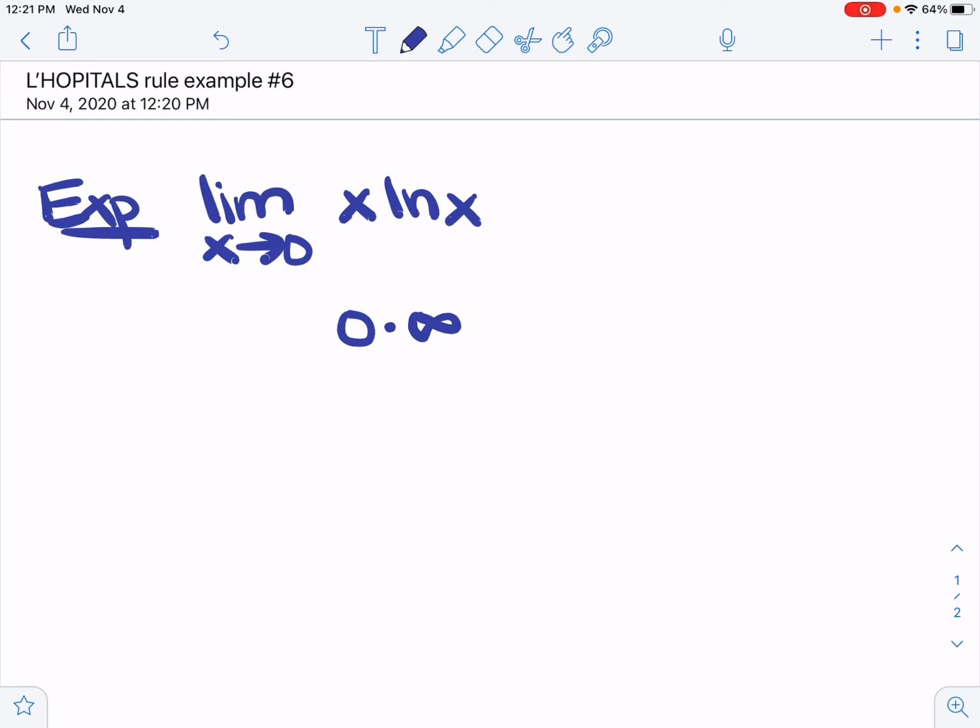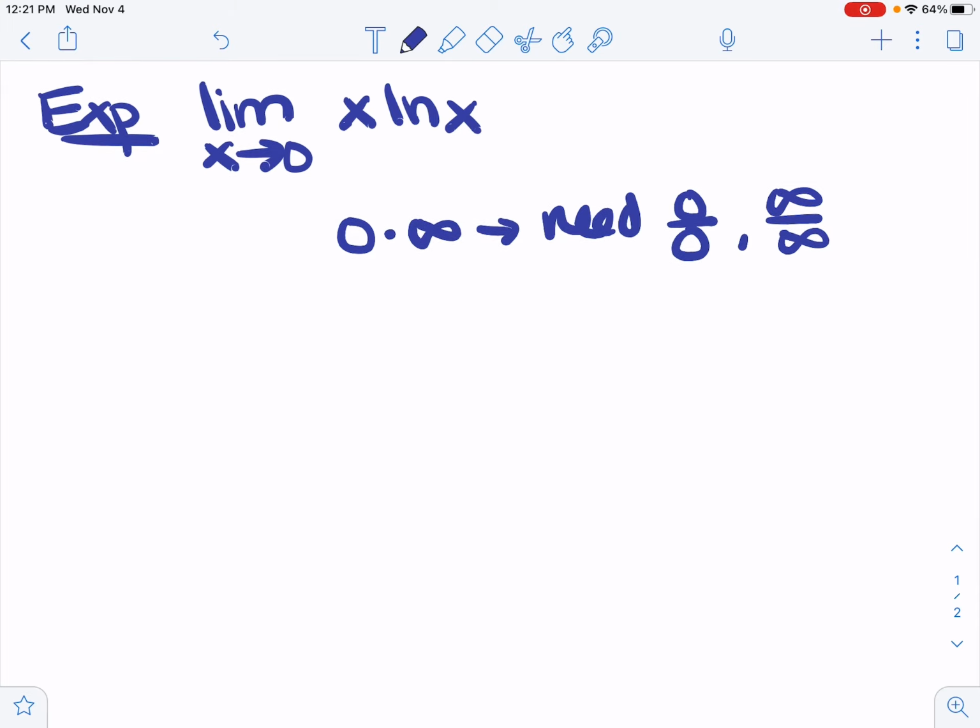That is an indeterminate form, but it's not a 0 over 0 or an infinity over infinity, which is what we need to be able to use L'Hopital's rule. So what do we do? We don't have the right form, and so again, like in the previous example, what we need to do is some algebra to make this into the right form. It has to be a 0 over 0 or an infinity over infinity.